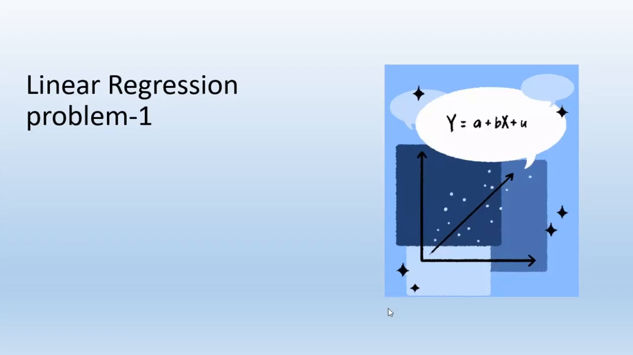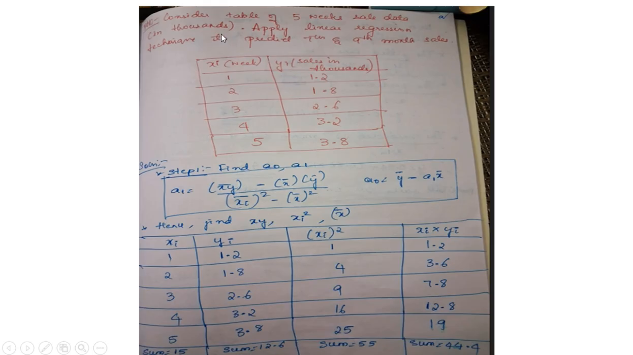Welcome to the session. In this video we discuss the problem related to linear regression. So the question is like this. You have a table of 5 weeks sales data. On the x-axis you have the month, and on the y-axis you have the sales in months. In the last video, please refer to the video on math behind linear equation, we saw how to compute A0 and A1.